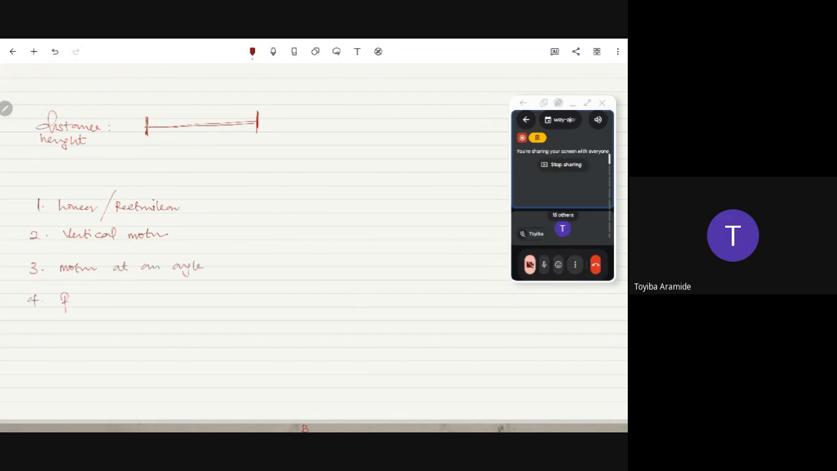And we have projectile motion. We'll cram them together. We'll do it like one.